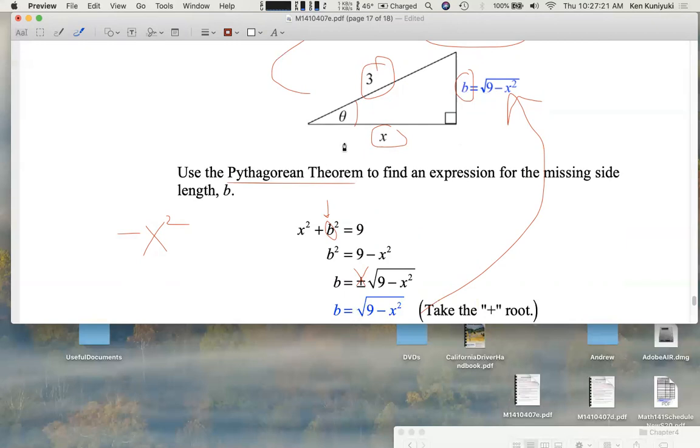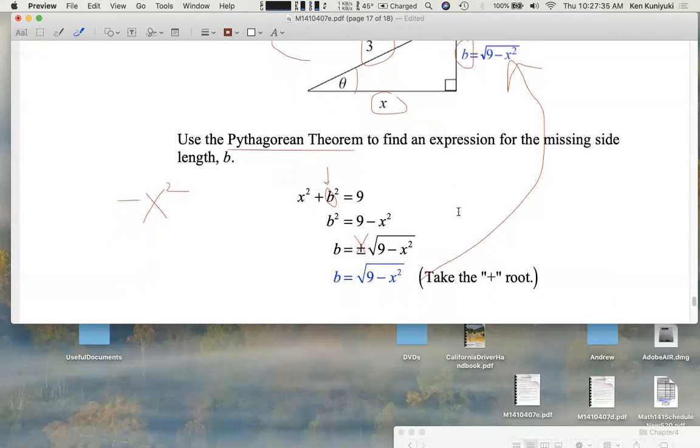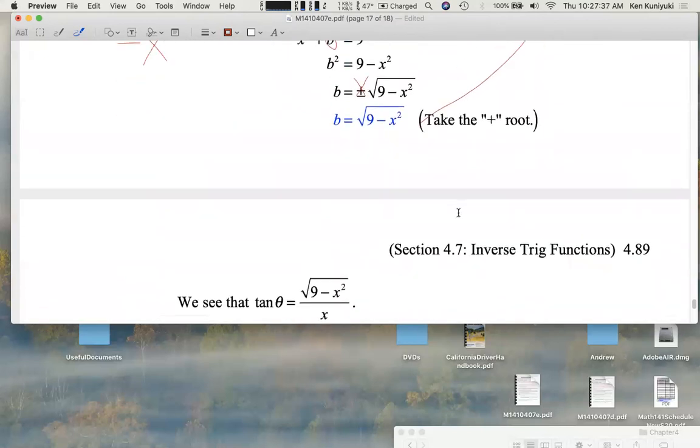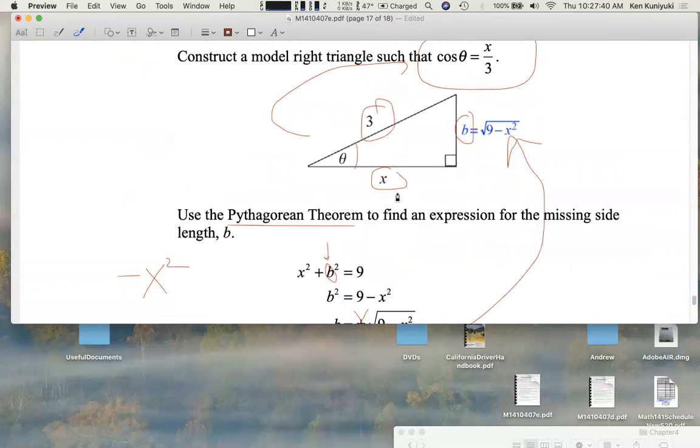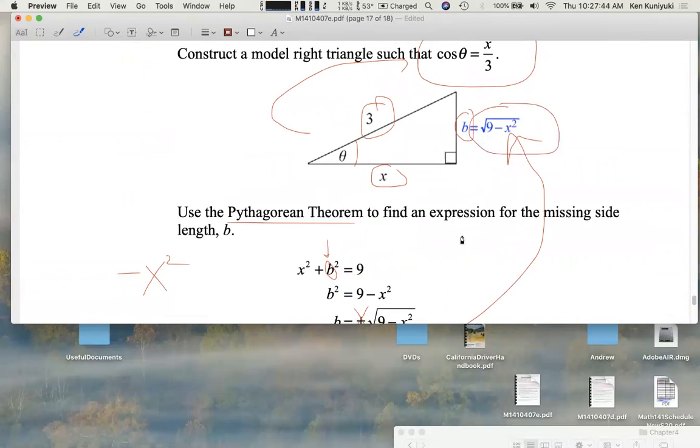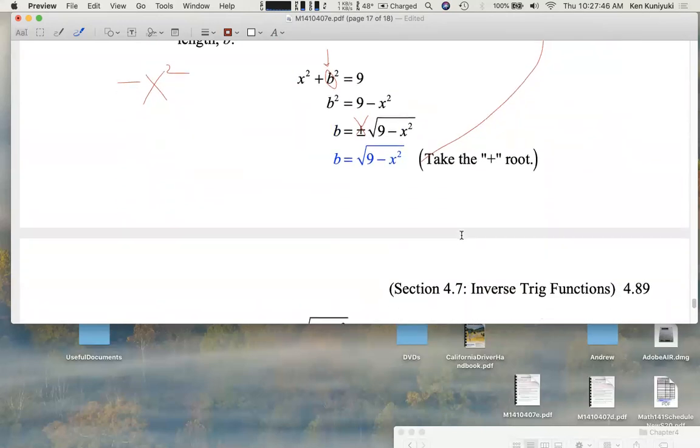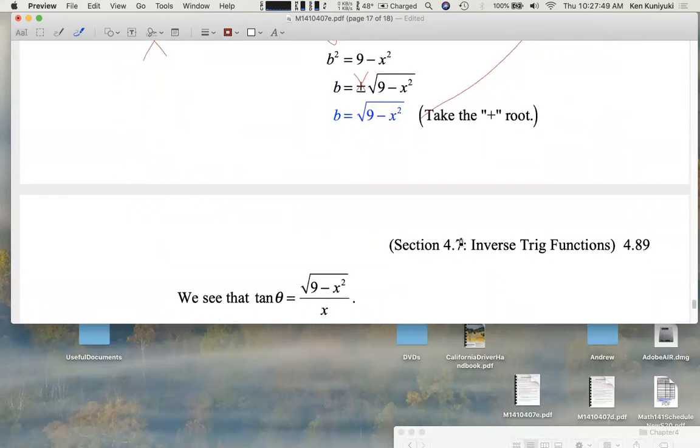Now, it might be helpful to consider its reciprocal function first. What is tangent of theta? Tangent of theta, toa, in SOHCAHTOA, tangent of theta is opposite over adjacent. Tangent of theta is b over x, or the square root of 9 minus x squared over x. That's tangent of theta. But then, to get cotangent of theta, we have to take the reciprocal.